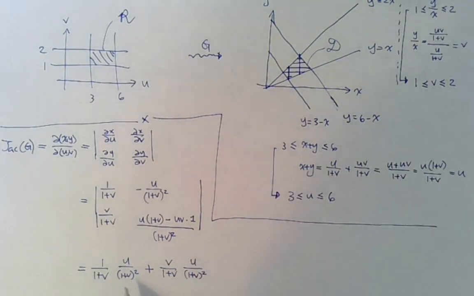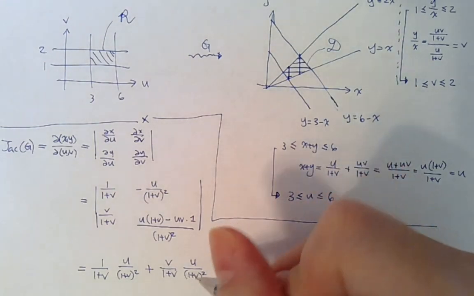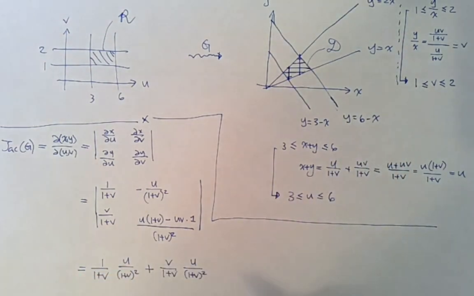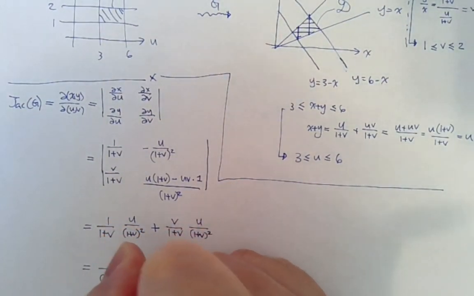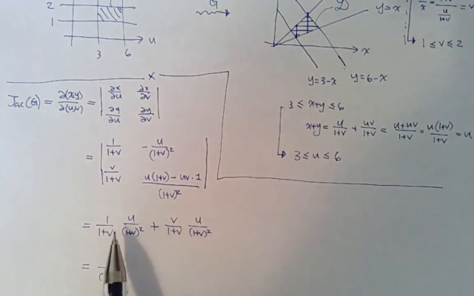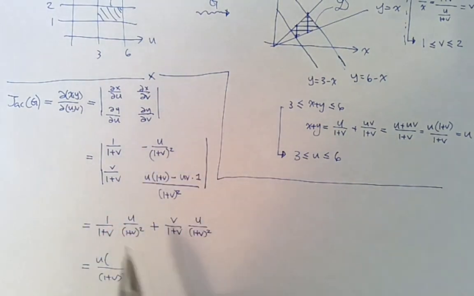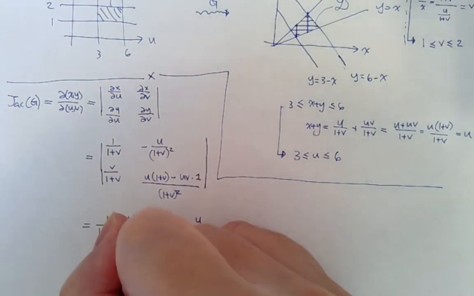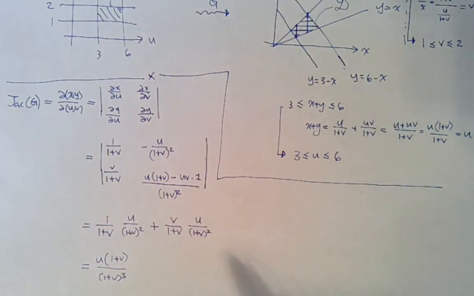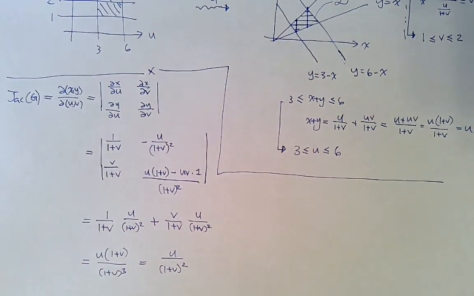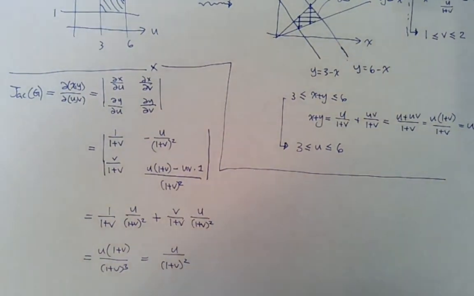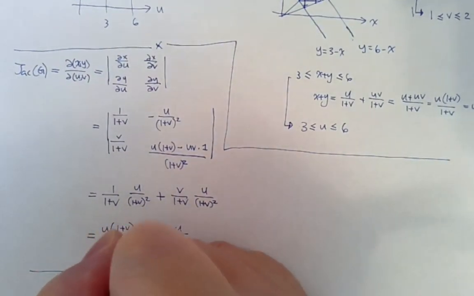If we factor this out, we get 1 plus v cubed on the bottom, and the top is u plus uv. So instead of writing that, I'll factor out the u, so it's 1 plus v on top. Then I can cancel out one of the 1 plus v's, and we get u over 1 plus v squared. That's the Jacobian. Now that we have the Jacobian, we are ready to proceed.